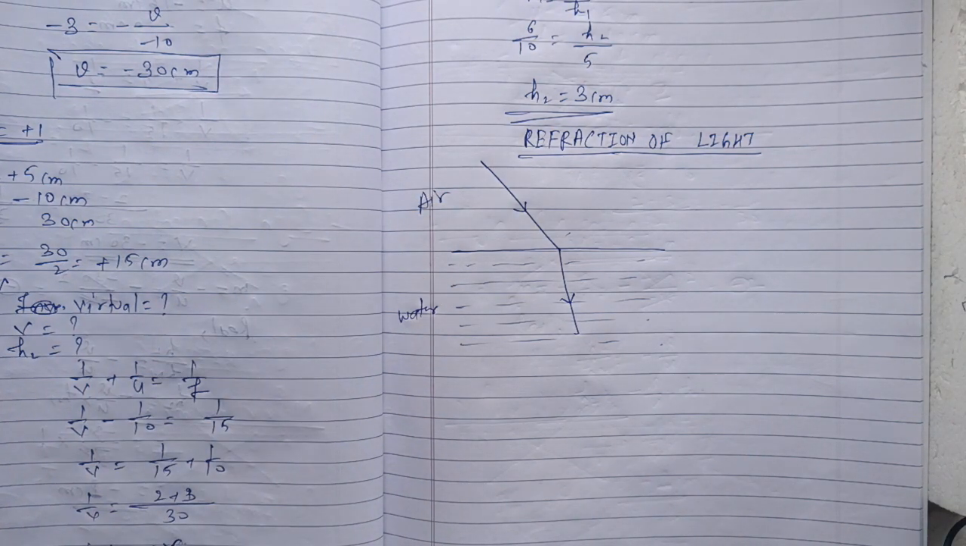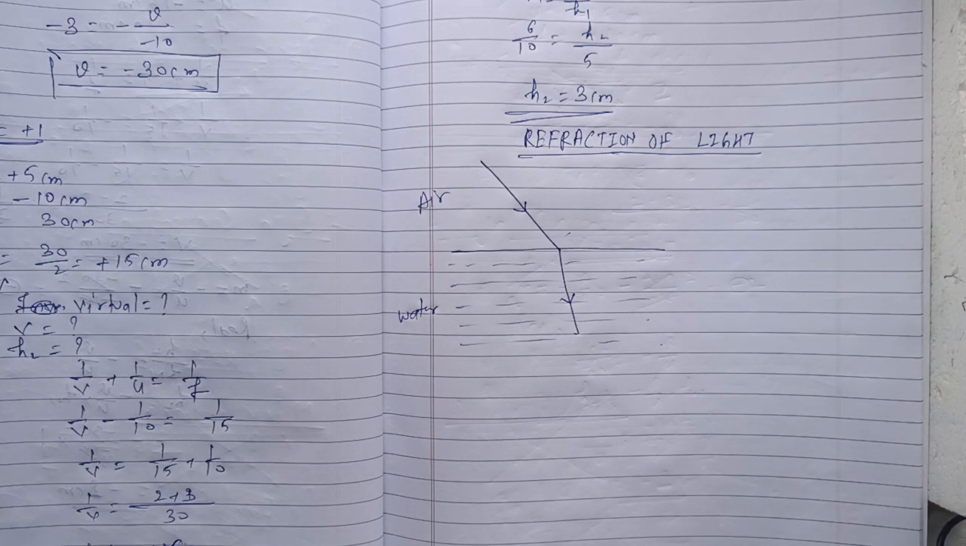There are two mediums. Air is one medium, having a different density, and water is another medium, having a different density. So the change in direction of light when it passes from one medium to another medium obliquely is called refraction of light, or the bending of light when it goes from one medium to another is called refraction of light. Okay.